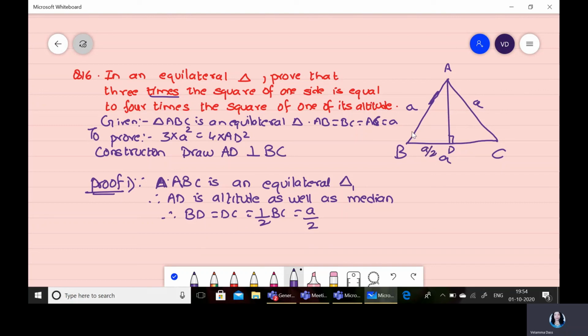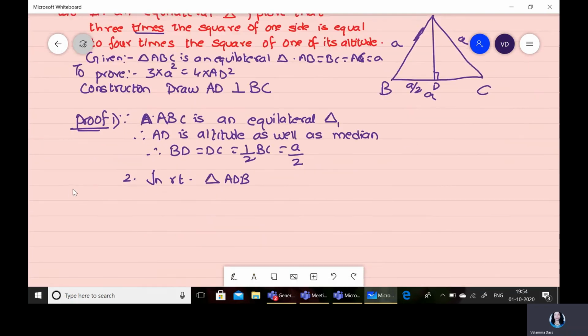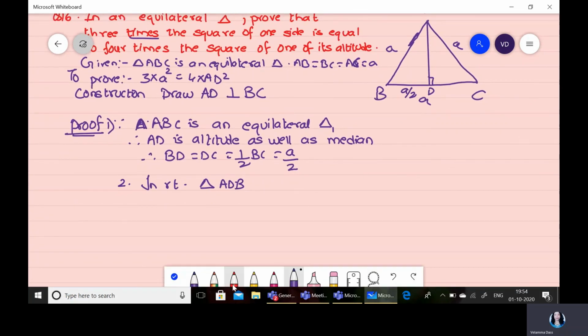So can we apply Pythagoras theorem? Now we want the LHS as 3A square. Either you can consider right angle triangle ADB or ADC, it doesn't make a difference. So we consider right angle triangle ADB and apply Pythagoras theorem. We get AB square equals AD square plus BD square. What is AB square? Here it is A square.